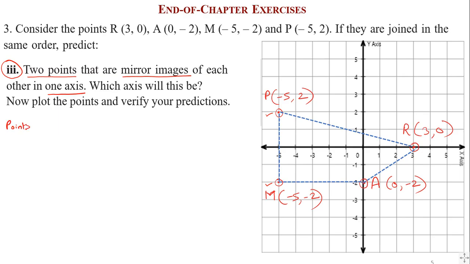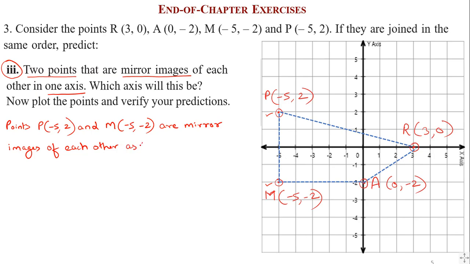So points P(-5, 2) and M(-5, -2) are mirror images of each other as they are at equal distances on x-axis. So this is our answer, guys.